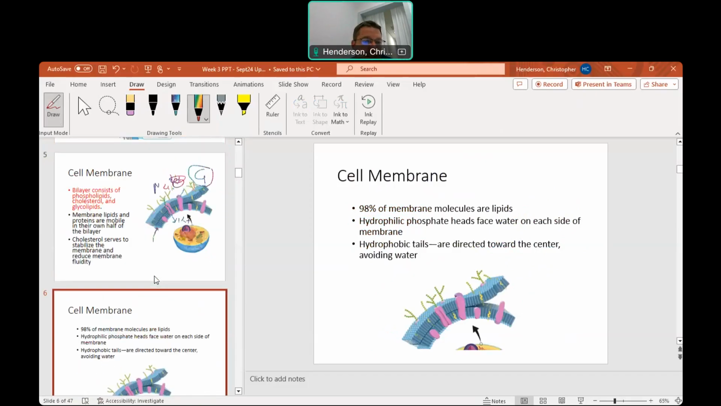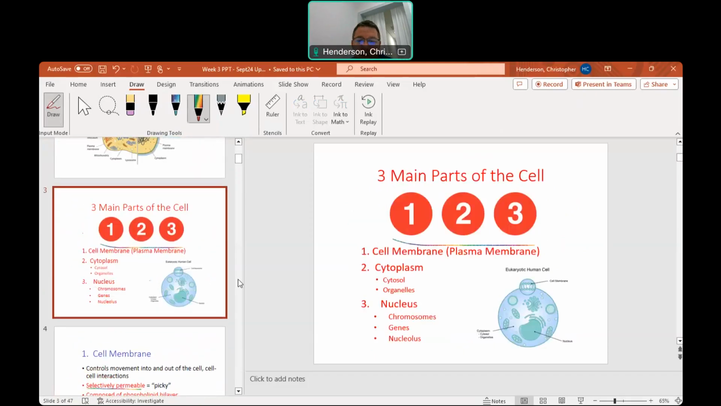So let's come back to that for a second. That cell membrane is going to do all of those things. It's going to keep stuff out. It's going to keep stuff in. It's going to regulate what goes in and out.